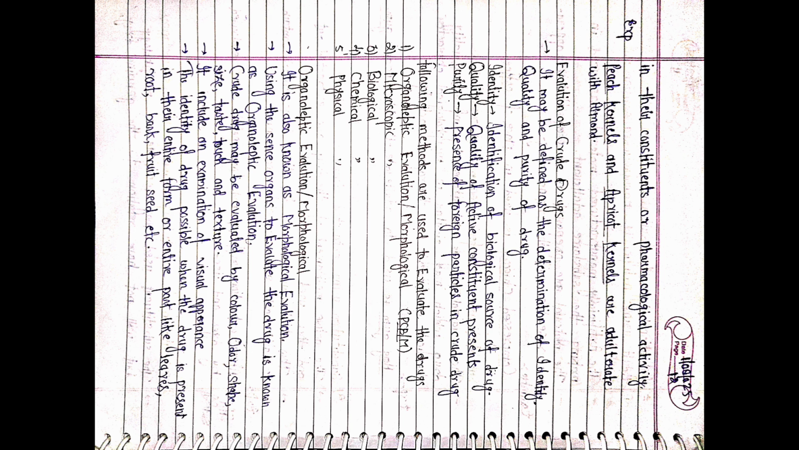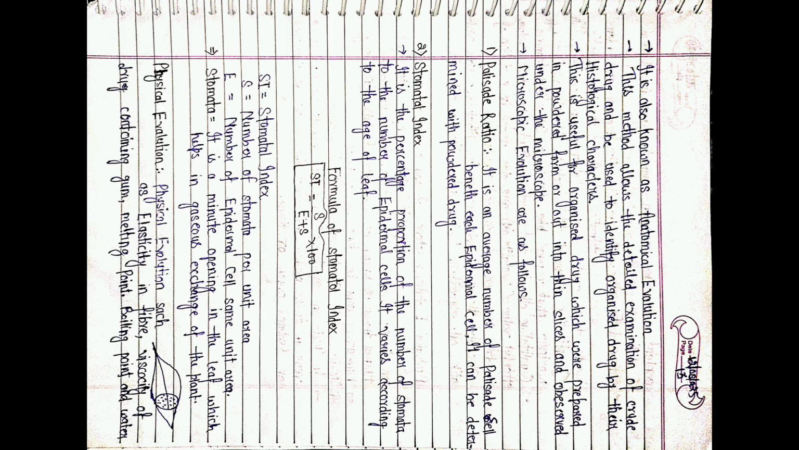1. Organoleptic evaluation / morphological, 2. Microscopic, 3. Biological, 4. Chemical, 5. Physical. Microscopic evaluation is also known as anatomical evaluation. This method allows the detailed examination of crude drug and can be used to identify organized drugs by their histological characters. This is useful for organized drugs which were prepared in powdered form or cut into thin slices and observed under the microscope. Microscopic evaluation is as follows.